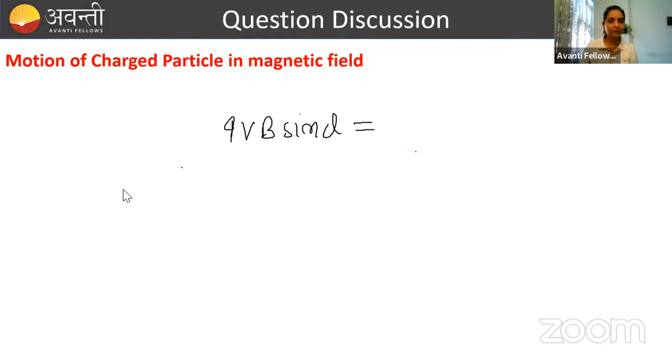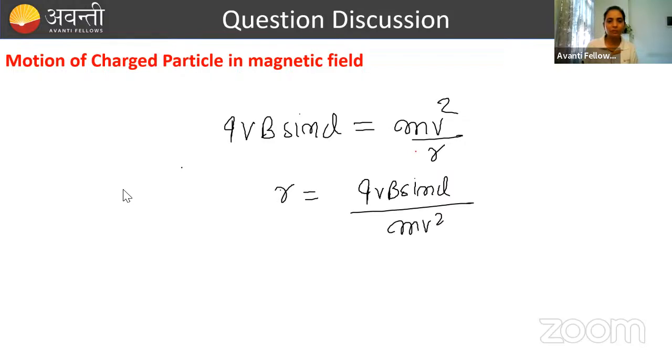And since this is going in a circle, this is acting as a centripetal force. It will be equal to mv square by r. So here radius will be equal to what? QVB sine theta by mv square. So one v will get cancelled.